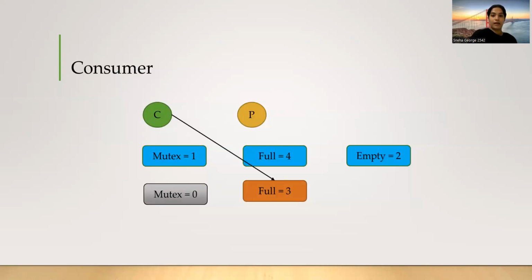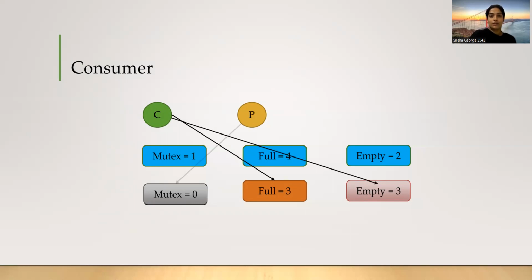That means when full becomes 3, what happens? It is actually wait of full that is happening. Okay, so that means the consumer started consuming. And then the empty becomes 3, that is signal of empty. So this is how the consumer is consuming.